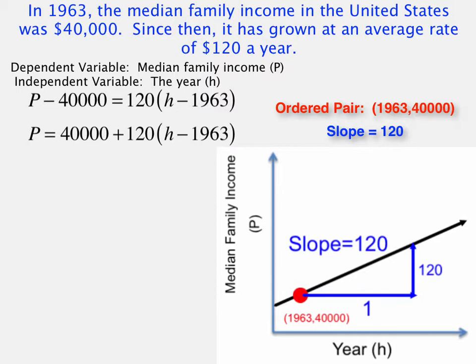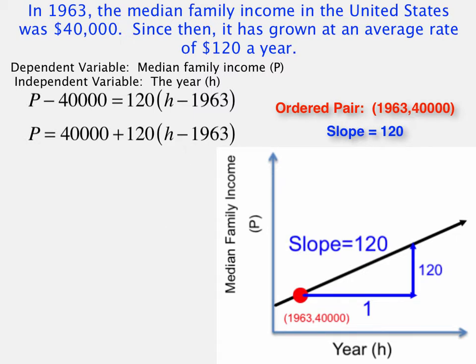The starting value for the median family income was $40,000. This happened in 1963, and it grew at a rate of 120 every year. Now that we've got this equation, if we are told any year, we can substitute it in for our year variable and find the median family income. Of course, if we're told the median family income, we could substitute it in for this variable, and we can solve for the year to figure out in what year that was the median family income.